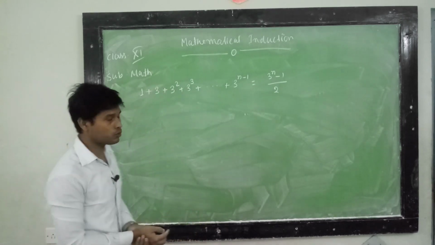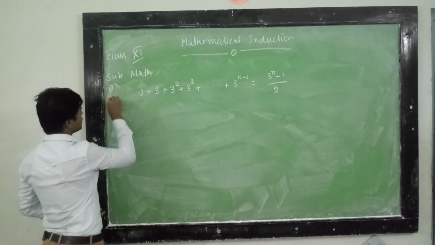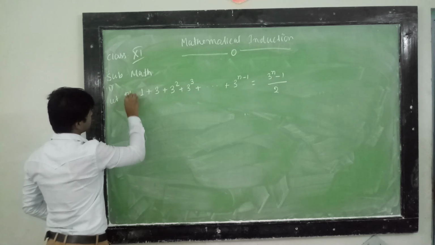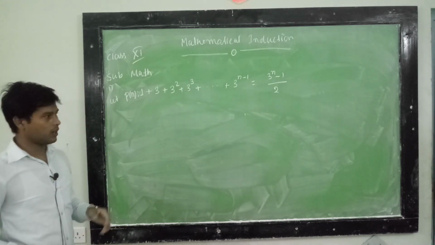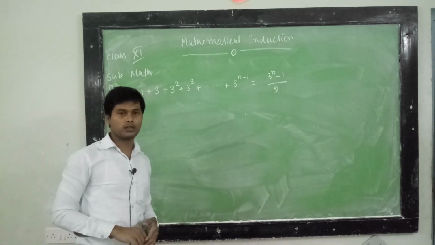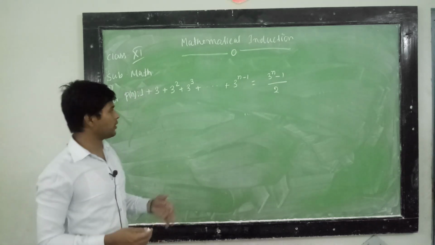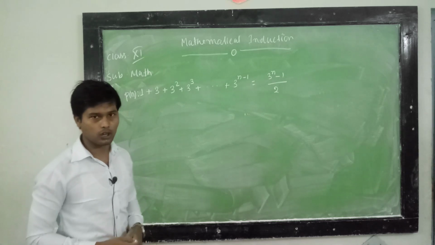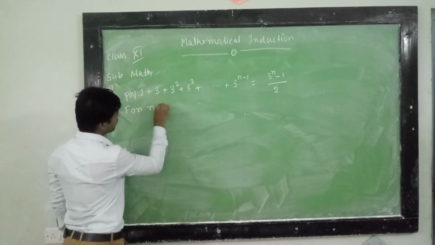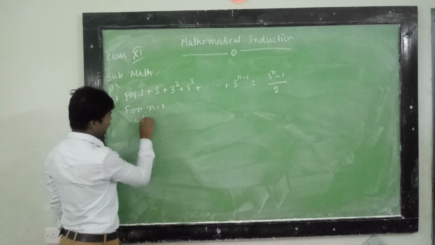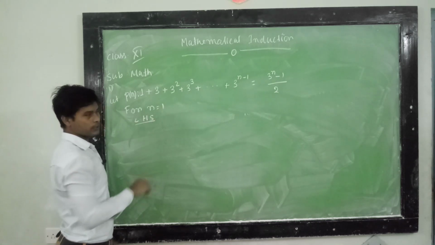So first what do I have to prove? We'll let the given expression be P of n equal to the given expression. Now for n equal to 1, we'll check whether the statement is true or not. So put n equal to 1. So for n equal to 1, what is the value of the left hand side? Value of the expression on the left hand side?